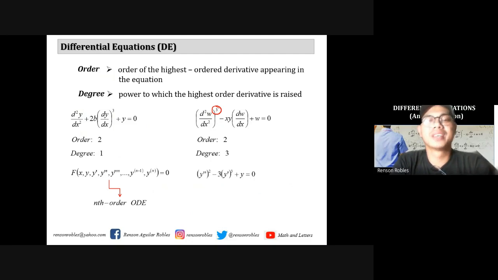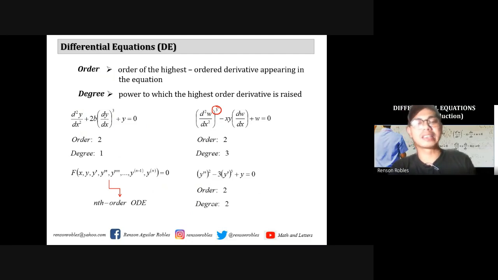Another one, say y double prime squared minus 3y prime cubed plus y equals 0. Again, there is the presence of y double prime and y prime. So we say that the order of this differential equation is 2. It's a second order and second degree ordinary differential equation.